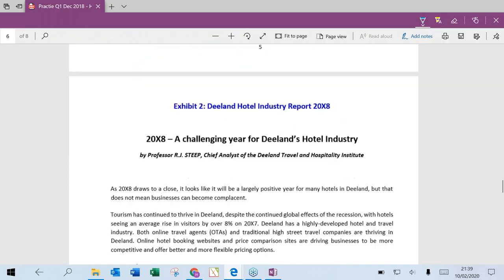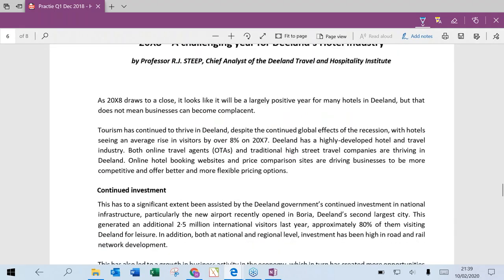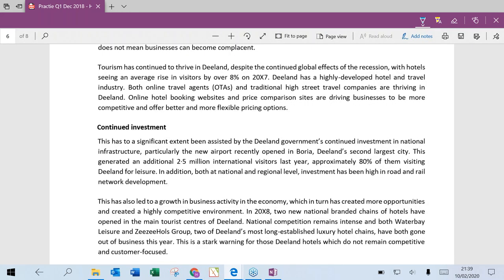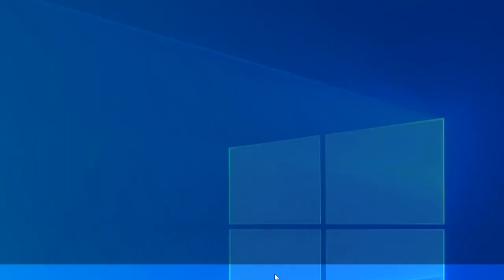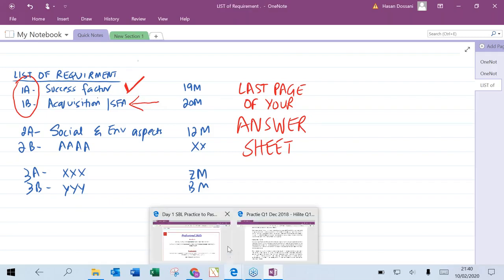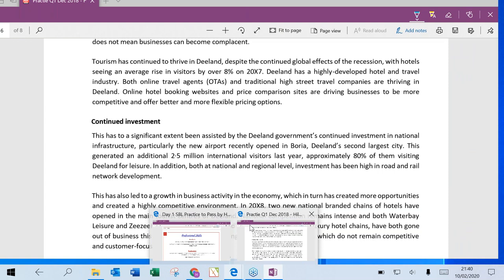Now, Exhibit 2, a challenging year for D-Land's hotel industry. Now, I'm mindful of the time. So our session is supposed to end in next 20 minutes. So I don't think that we will be able to complete both requirements. Okay. Today my target was to do 1A and 1B, but looking at the remaining time, I would think that we will just be able to do 1A, and unfortunately we will have to carry forward 1B to tomorrow.